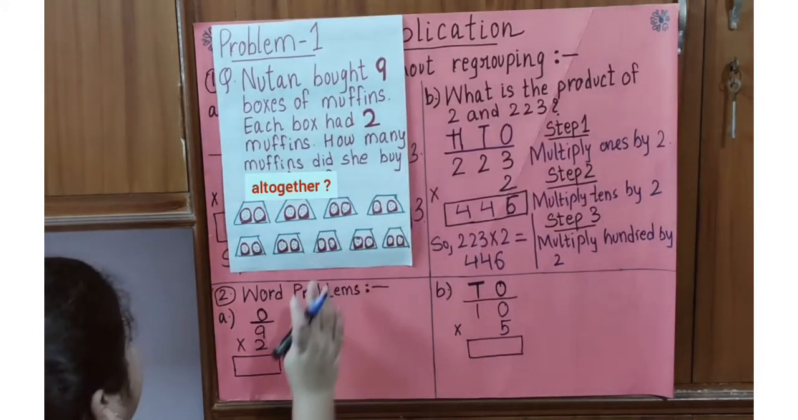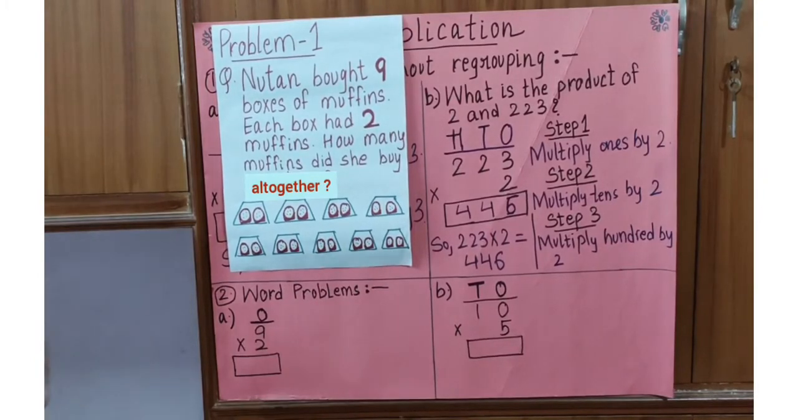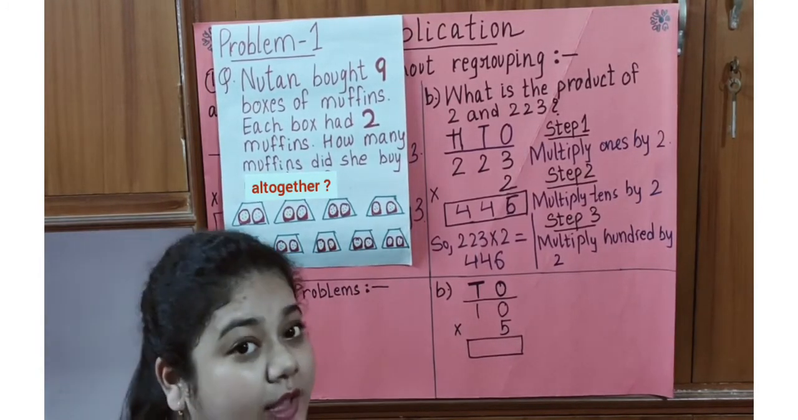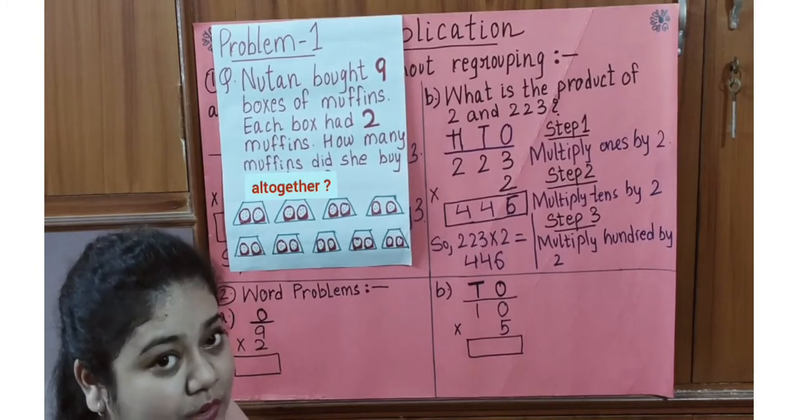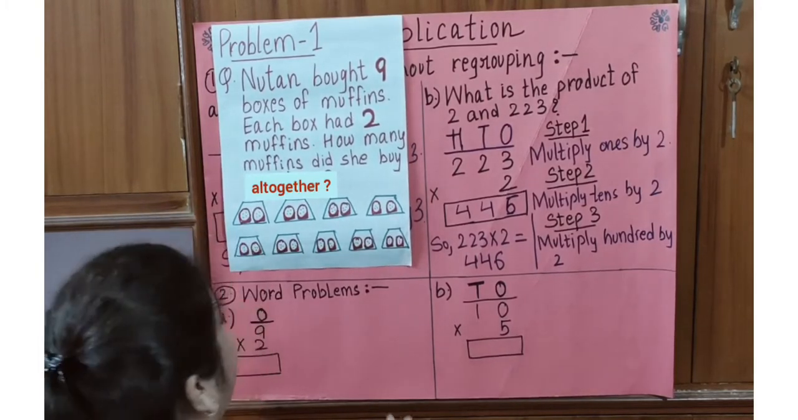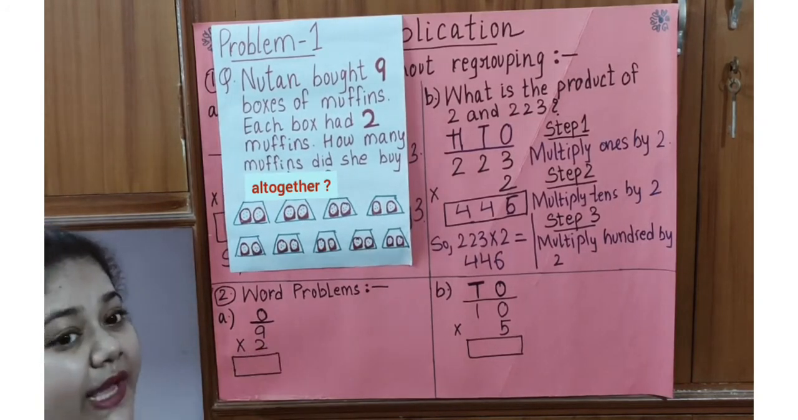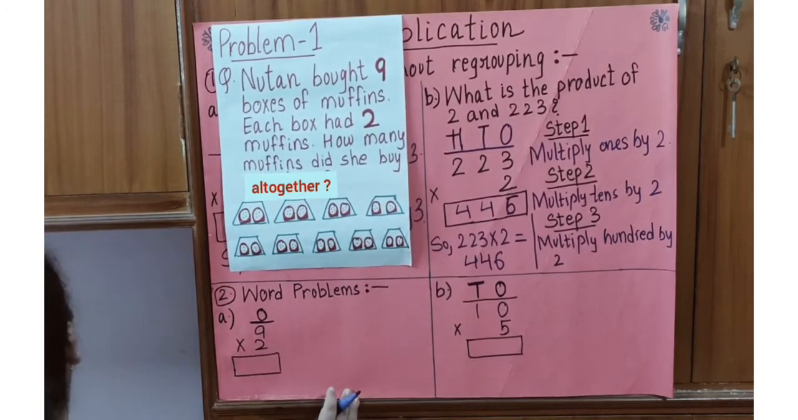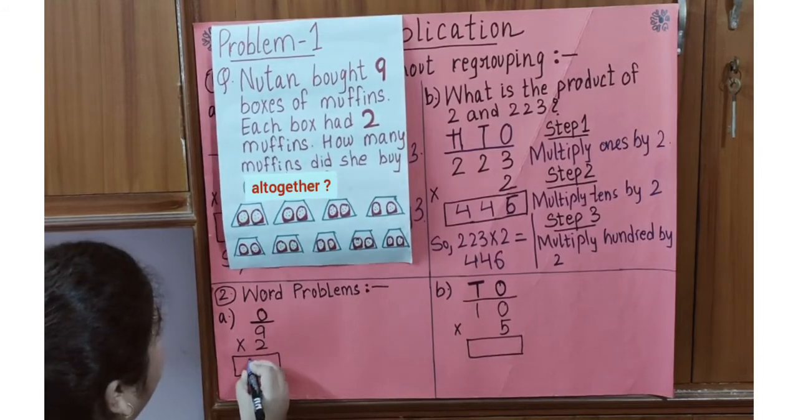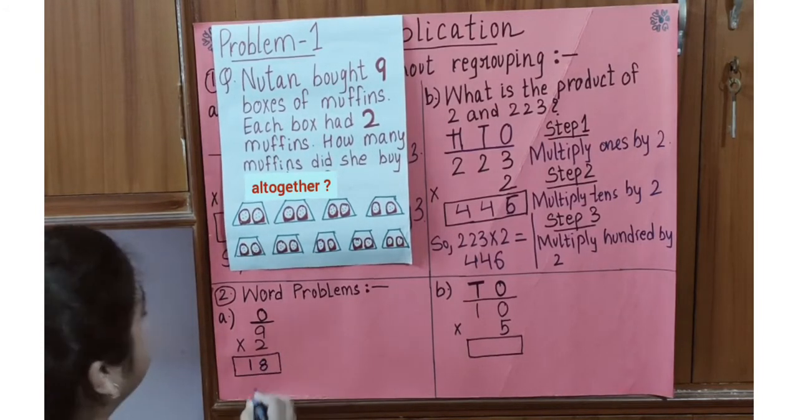So simply we are going to recall the multiplication table of 2. With that help, we see that 2 nines are equal to 18. As simple as that.